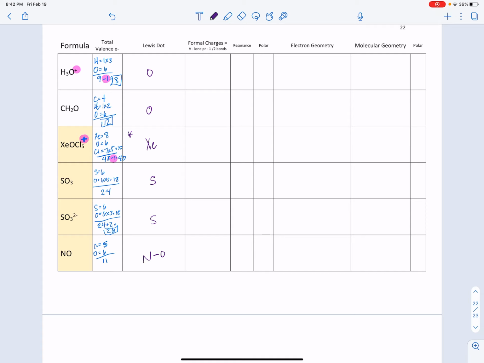oxygen, oxygen, xenon. Remember, I know that these look like they should be lower electronegativity, but it's different because the noble gases aren't part of the trend. They don't go the direction they're supposed to go. Sulfur, sulfur, and then there's just 2 elements, that's NO.